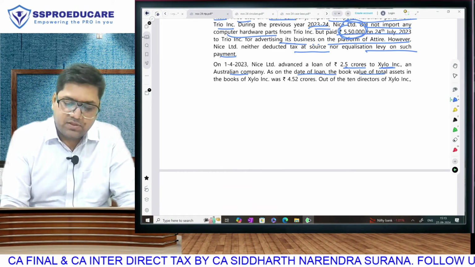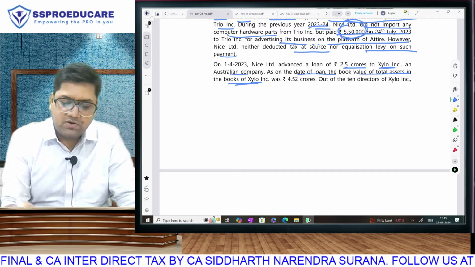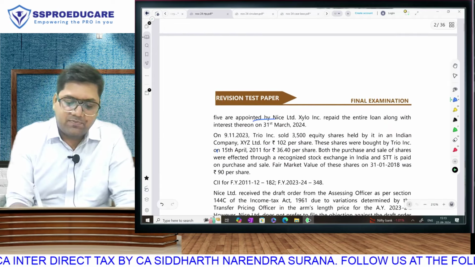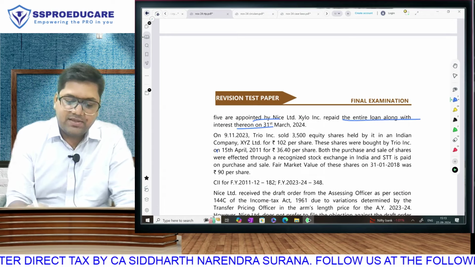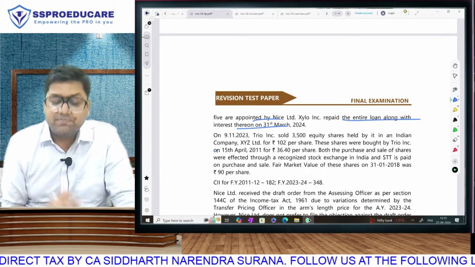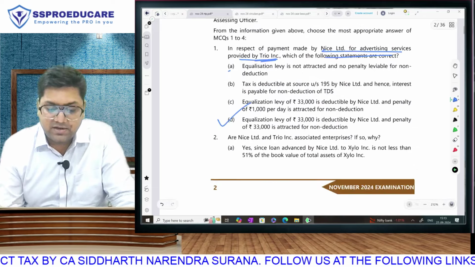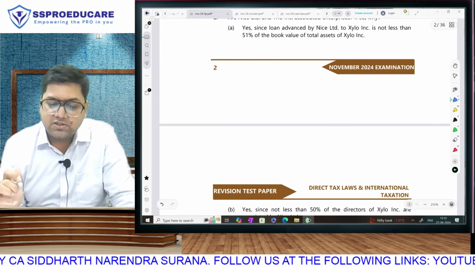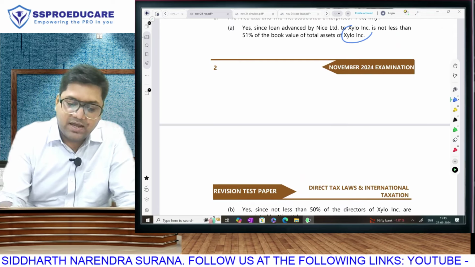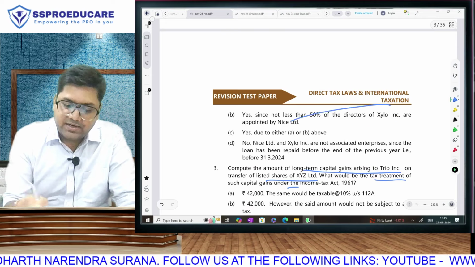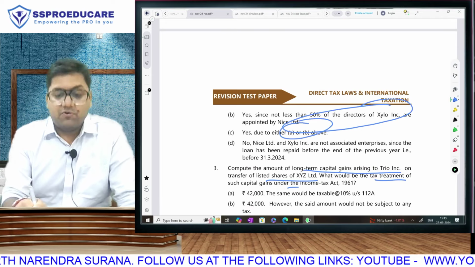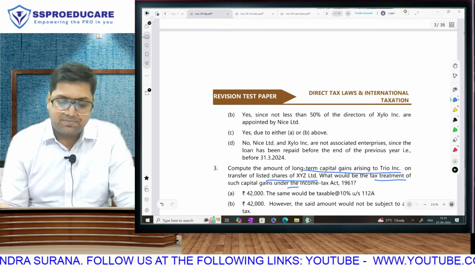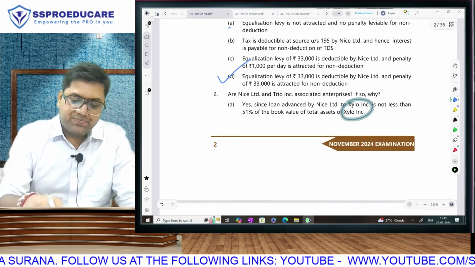As on the date of loan, the book value of total assets in the book of Xylo was 4.52 crore. Out of the 10 directors of Xylo, 5 are appointed by Nice Limited. Xylo repaid the entire loan as on 31st March. So basically the relationship that they have given is between Nice and Xylo. Somewhere there is a printing mistake, because if you see the options also, loan advanced by Nice to Xylo, appointment of directors Nice to Xylo, both of them above, you observe everywhere it is Xylo. This is clearly a printing mistake in the question that they have asked.